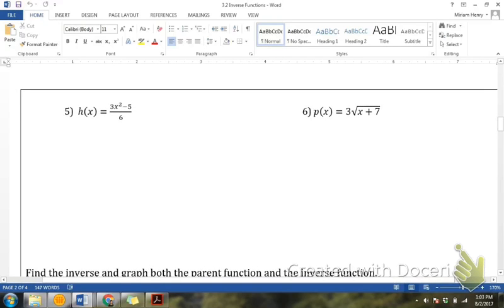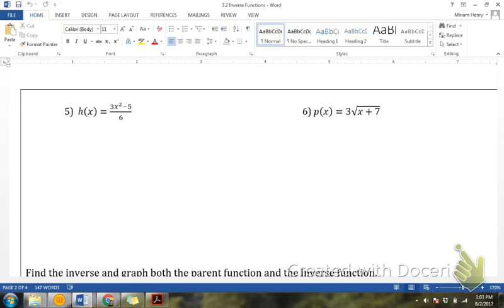Okay, we're going to do number 5. So you can write number 5 down on the first page of your notes. It says h of x equals 3x squared minus 5, all over 6. So we have a big fraction. Okay? Not a hard problem, just we have a lot more steps maybe in this one.